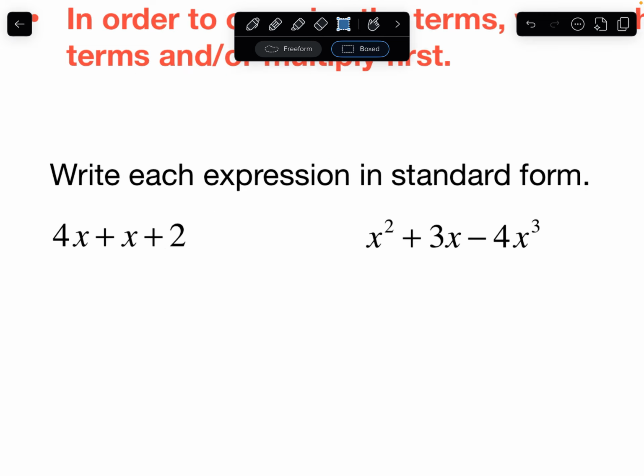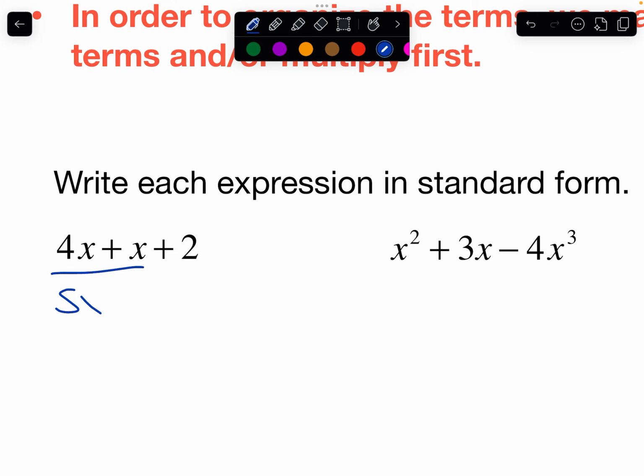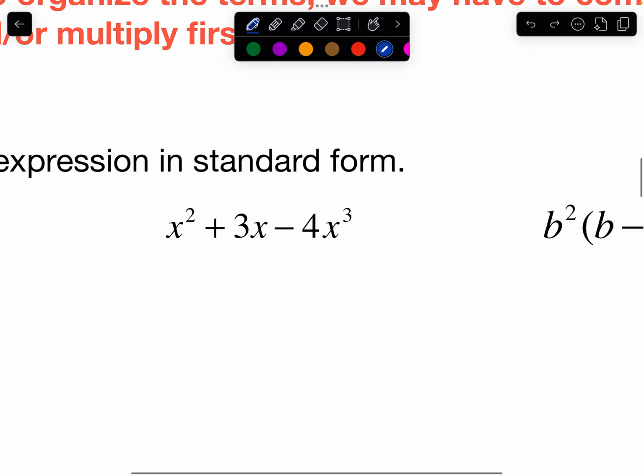So let's start here with 4x plus x plus 2. We're going to put that in standard form. We'll start by combining any like terms because I don't see any multiplication that has to be done here. I'm looking at 4x and x and combining those to give us 5x plus 2. In terms of putting this in standard form, this is 5x to the first power. This 2 is a constant. It would be like x to the power of 0, really. And so my exponents already go in order from biggest to smallest. So 5x plus 2 is in standard form.